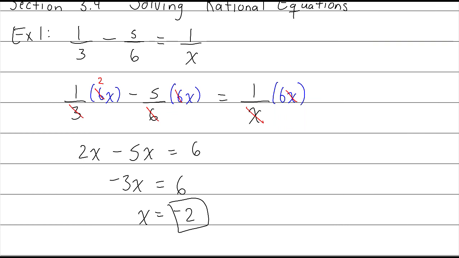Okay, let's do another example. Example 2, we have t plus 1 over 3 minus t minus 1 over 2 equals 1. This is a rational equation, but notice this time we don't have any variables in the denominator, so that makes it a little easier. All we're going to focus on are the common denominators.